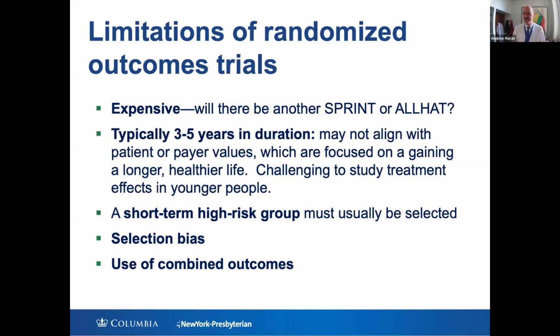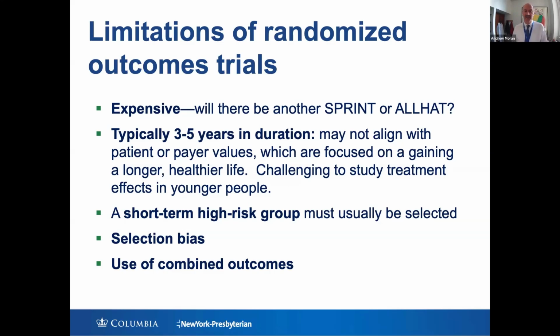However, there are limitations of traditional randomized clinical trials. They can be expensive. And we're seeing that there are fewer and fewer of these kind of trials, at least NIH funded, like SPRINT or ALLHAT, because of the complexity and the expense. These trials typically last 3 to 5 years in duration, partly due to that expense and complexity. And they may not align with patient or payer values, which are focused on gaining a longer, healthier life. And it can be challenging to study treatment effects in younger people with that kind of time horizon.